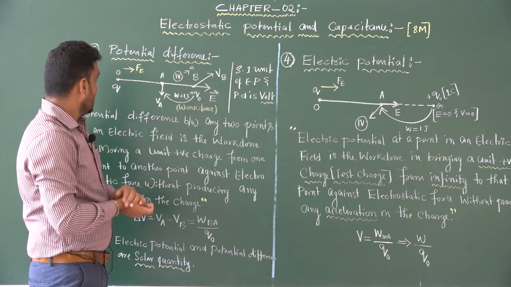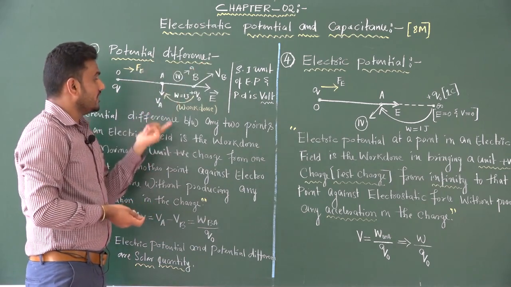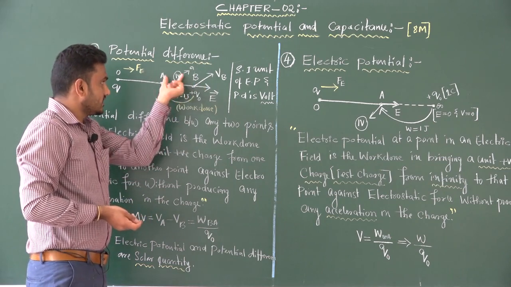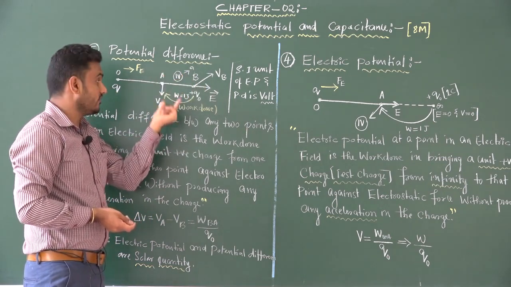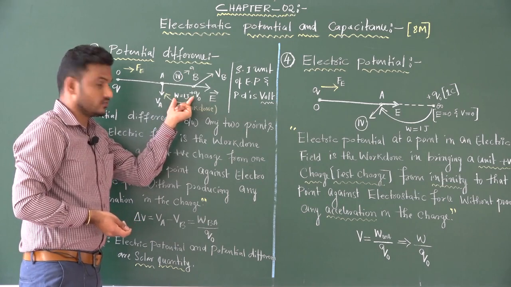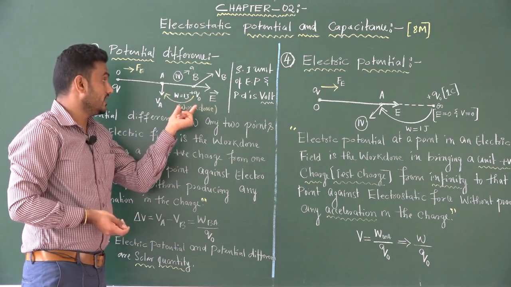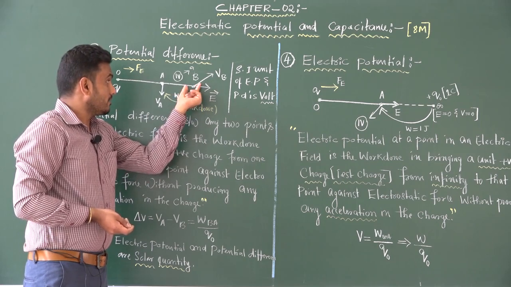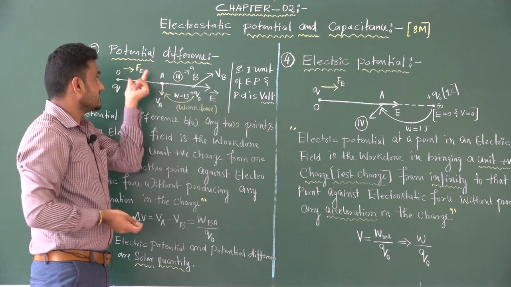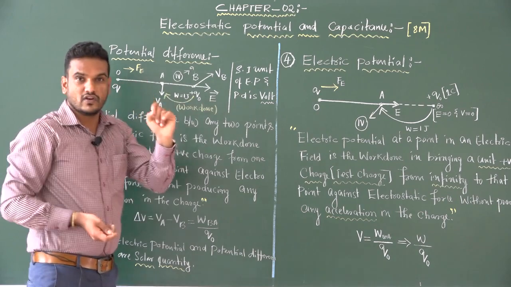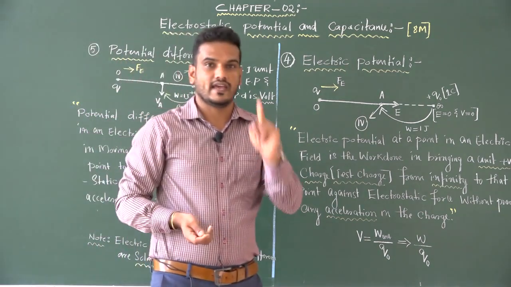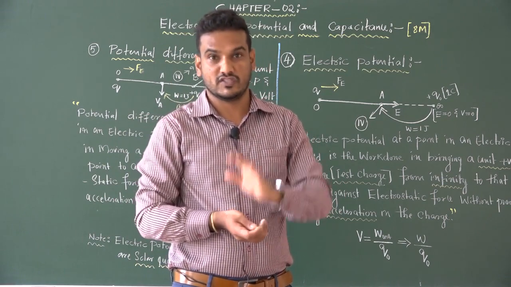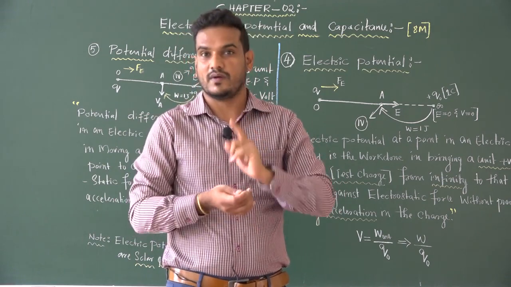So we can define it like this: the potential difference between any 2 points in an electric field is said to be 1 volt if 1 joule of work has to be done in order to bring a unit positive charge of 1 coulomb from one point to another point against electrostatic force without producing any acceleration in the charge. Okay, these two definitions are very important for 1 mark.